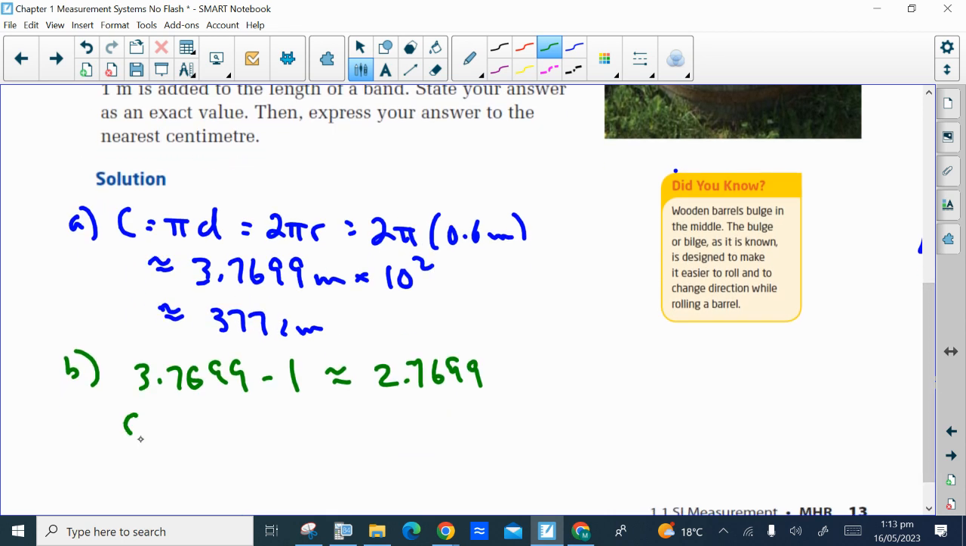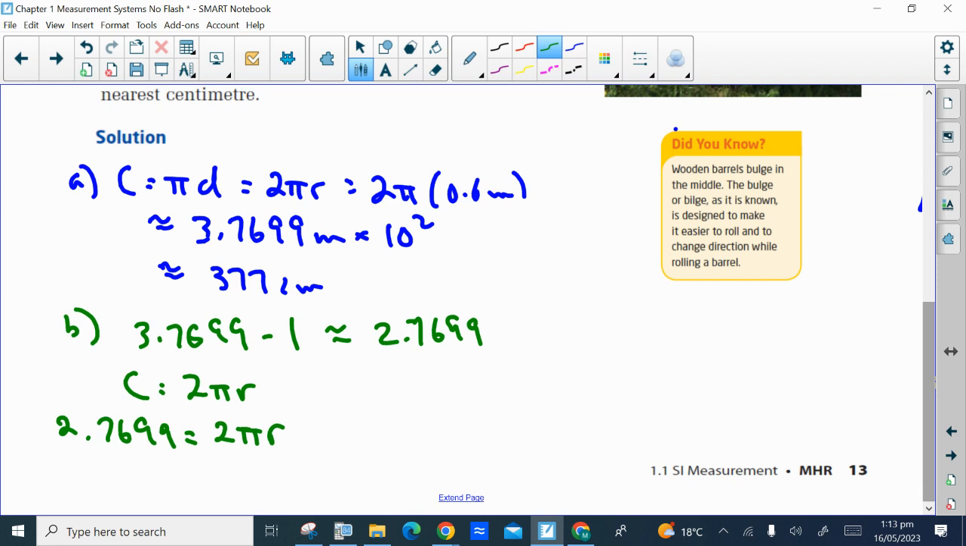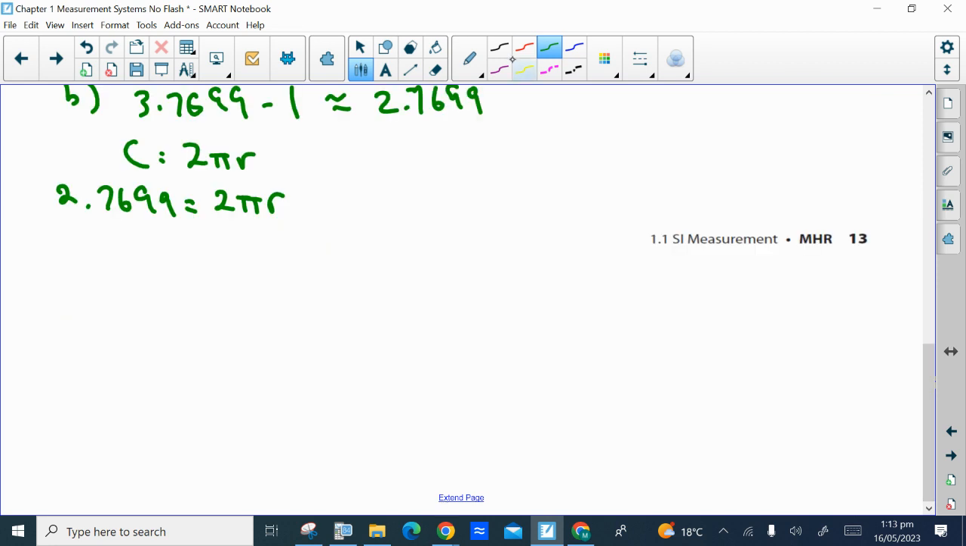So again, our formula for circumference is 2 times pi times r. Our circumference is 2.7699. That equals 2 pi r. So to find out what r is, we're going to solve for r. We will divide both sides by 2 pi, and that'll give us r by itself.